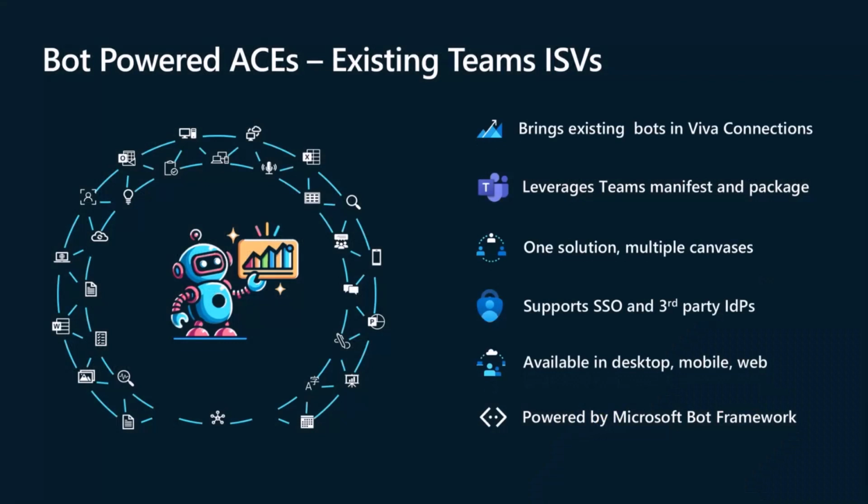And then a final piece before we go to the actual demos and see all of this live is really the bot-powered ACEs. So this is more for an option for existing Microsoft Teams ISVs who have already invested for Teams bots, and they want to also surface the same bot directly within the Viva Connection dashboards, because they are adaptive cards which are visible in the UX. So you can definitely bring your existing bots to Viva Connection as well. It's using the Teams manifest packaging, so it's a familiar way of doing implementation if you choose this option.